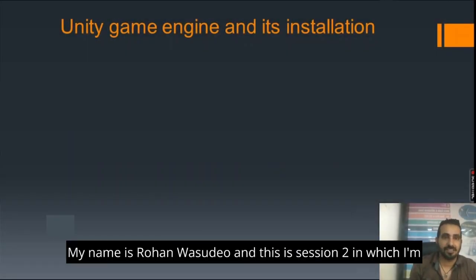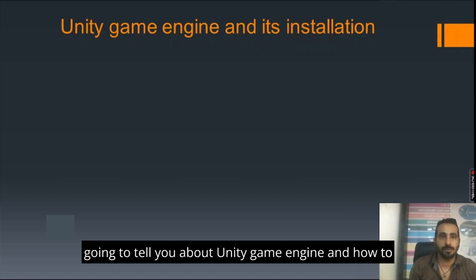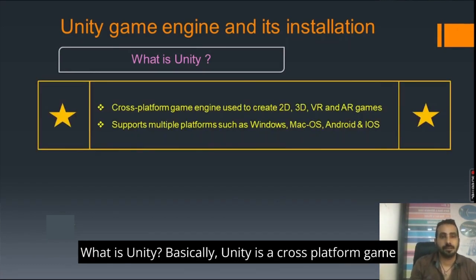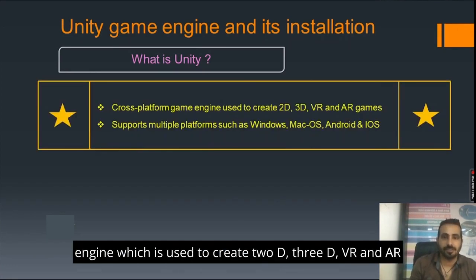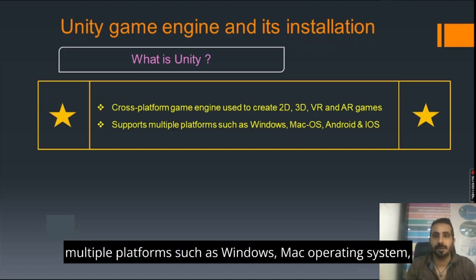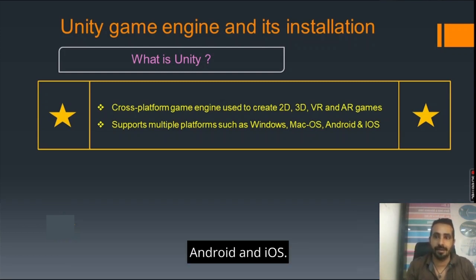This is session 2 in which I'm going to tell you about Unity Game Engine and how to install Unity. So what is Unity? Before we start, let's know. Unity is a cross-platform game engine which is used to create 2D, 3D, VR and AR games. Okay, so it's a cross-platform game engine. It supports multiple platforms such as Windows, Mac operating system, Android and iOS.